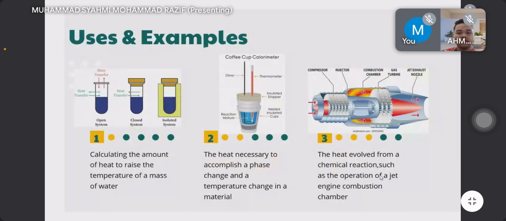So let's get into the uses and examples. First, we use thermochemistry to calculate the amount of heat needed to raise the temperature of a mass of water. Second, the heat necessary to accomplish a phase change and a temperature change in a material. Third, the heat evolved from a chemical reaction, such as the operation of a jet engine combustion chamber.